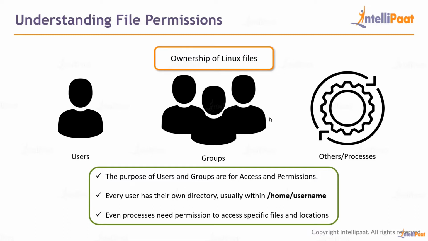Now every user has their own directory, usually /home/username. So under /home you will have a directory with your username. In our virtual machine, you saw /home/IntelliPad. IntelliPad is the user which we created, so this user has a directory under their name. And even processes need permission to access specific files and locations. While a process is running, it needs permission to use a particular file or go into a particular location and access a file. So these are the three different types of owners.